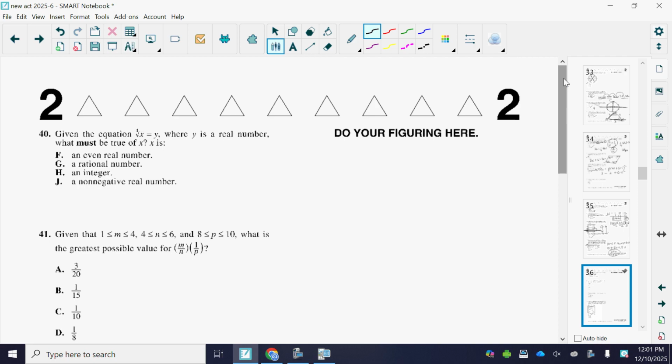What must be true of x if the fourth root of x is y? x has to be positive, because you can't take the fourth root of a negative number.